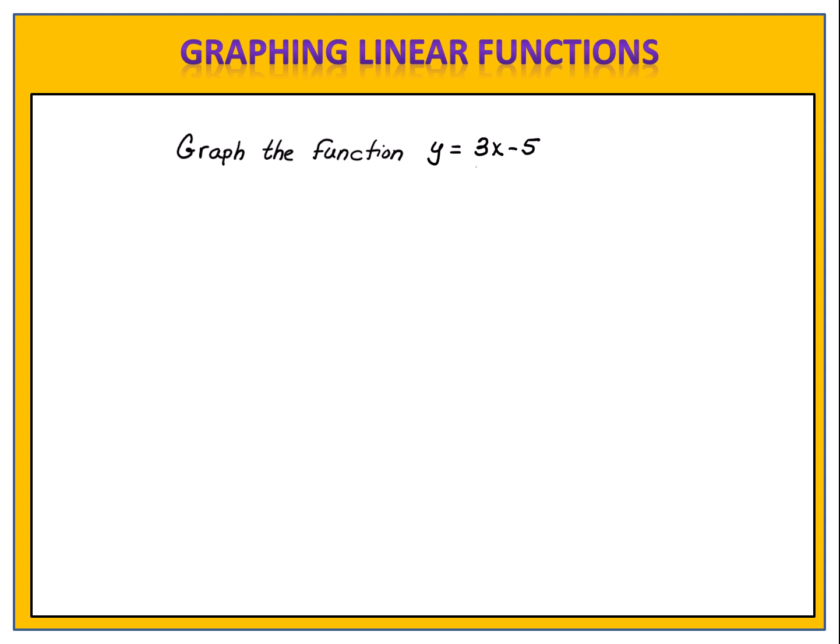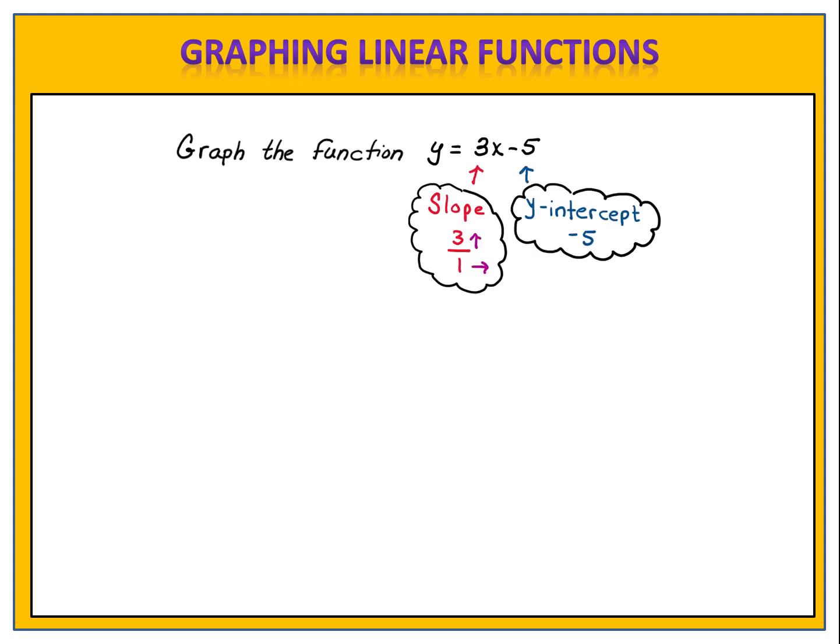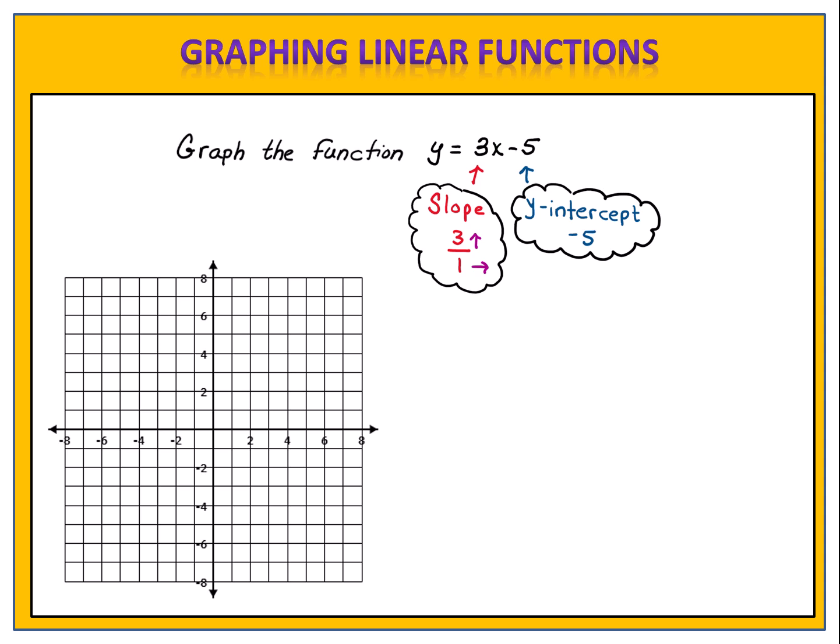Let's see how you did. We see in this problem that we have a slope of 3, or 3 over 1, and a y-intercept at -5. On our graph, we start by plotting the y-intercept at -5, and then we move up 3 and to the right 1 to plot additional points. Once we've plotted the points, we connect them with a nice straight line, arrows on both ends, and we label the line with our equation.